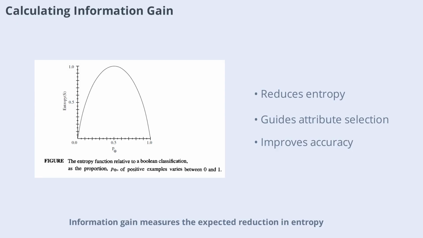Information gain measures the expected reduction in entropy after splitting the data based on a particular attribute. For example, if splitting on wind reduces the uncertainty in the dataset, that attribute has high information gain. The ID3 algorithm uses this measure to decide which attribute to split on at each step. By always choosing the attribute with the highest information gain, the tree becomes more accurate and efficient.